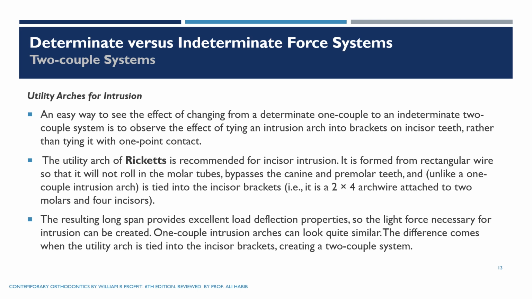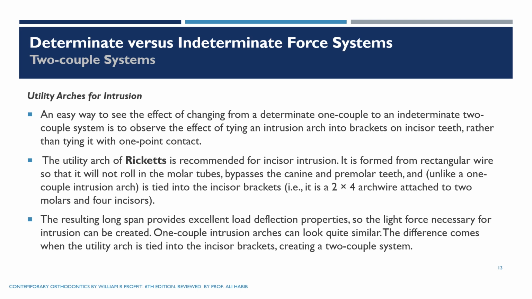The utility arch is an example. Utility arch by Ricketts is an example of a two couple system, and it's been in use for a long time. Basically, it's used to do intrusion of incisors. It also has many other uses, like sometimes we use it as a space maintainer. We can retrocline incisors, procline, extrude, and that's why they call it utility arch.